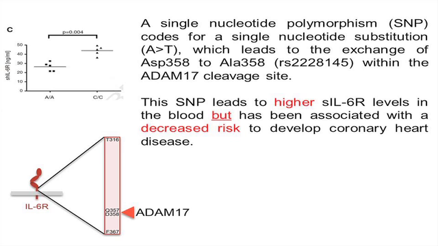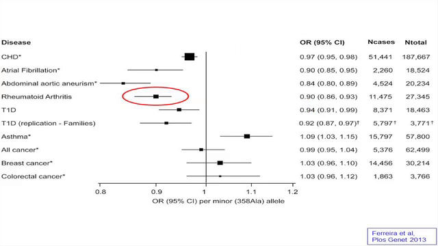And curiously, when this is done, we recently published that the cleavage of the IL-6 receptor is much more effective, meaning that you find about twice as much of this receptor whenever you have an alanine at the cleavage site, and about half of this when you have an aspartic acid. So the SNP leads to higher levels, but it has been associated with a decreased risk to develop coronary heart disease or rheumatoid arthritis. There's a beautiful study, and this is not the only one, but I just show you this one because it's really very carefully done. Look at the number of patients they screened, and they found whenever you have this alanine at the cleavage site, you have a much decreased risk, for instance, to develop rheumatoid arthritis, but also other diseases.